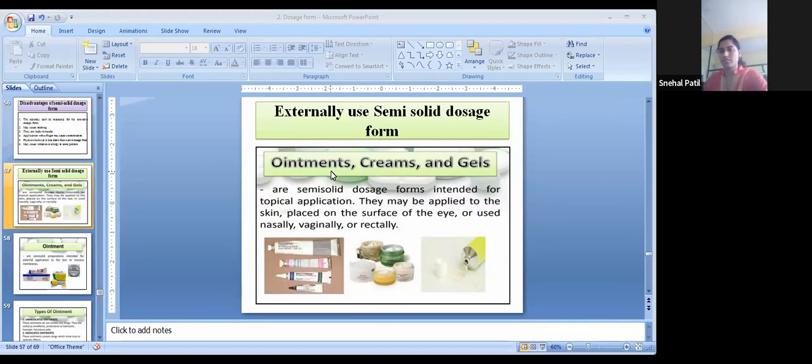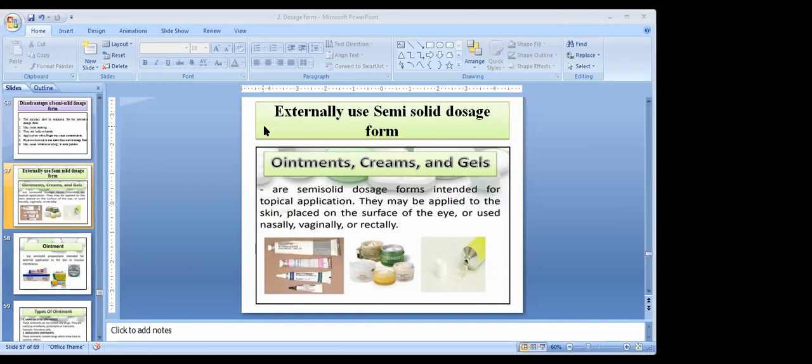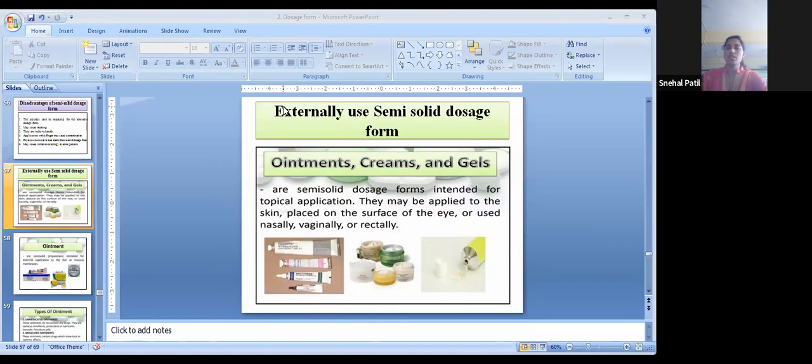So today we discuss semi-solid, externally used semi-solid dosage form. What is dosage form? When drugs are combined with inert drugs, administration. So today we discuss the externally used semi-solid dosage form. In that, ointment, cream, and gel.